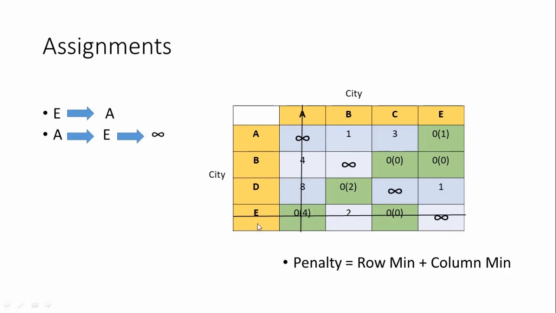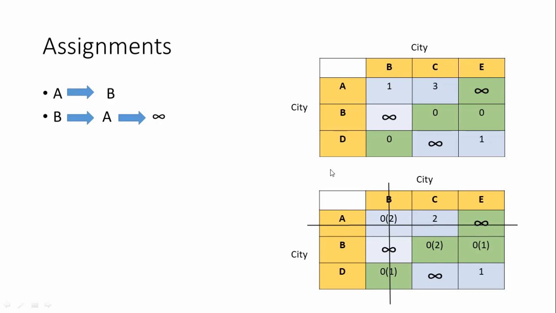So we select the traveling salesman to travel from Ernakulam to Ahmedabad, and we cancel the Ernakulam row and Ahmedabad column. That means we assign E to A, and A to E is marked as infinity. So in the next iteration, we remove the E row and A column. In this particular matrix, we have a 3 by 3 matrix in which we have A, B, D cities and B, C, E cities. Again, we calculate the penalties.